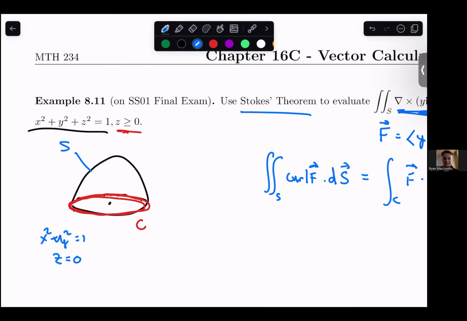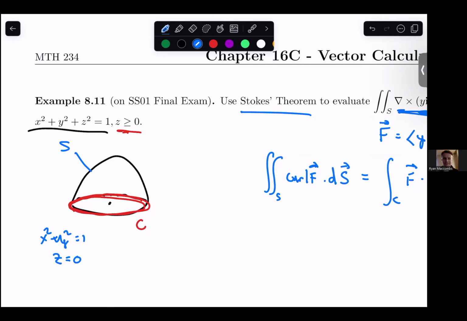This is important information because I'm going to need to parameterize this boundary curve. I'm going to need to figure out some r of t that helps describe this boundary curve. And so the fact that this is a circle of radius 1 in the xy plane, aka where z is equal to 0, this is all very useful information.